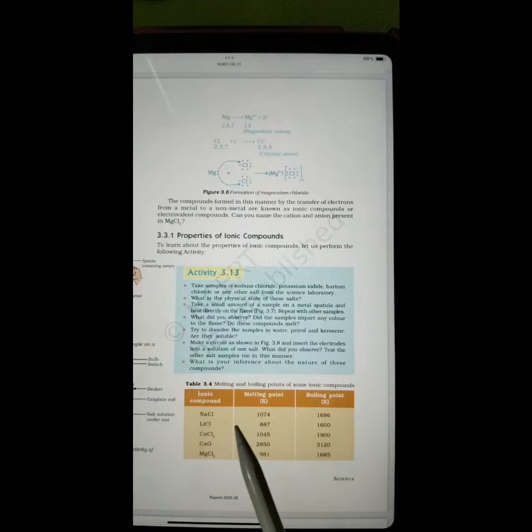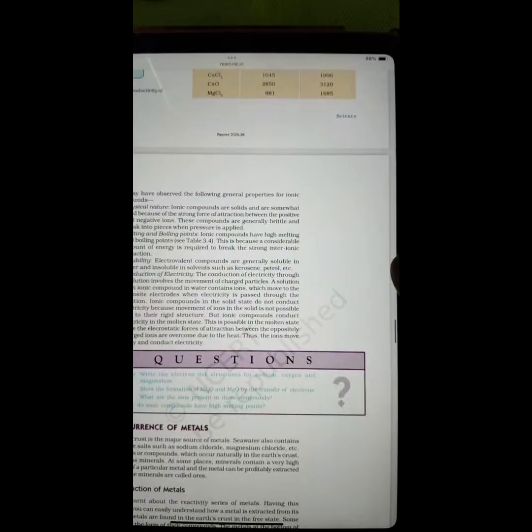Here you can find that among all these given ionic compounds, the melting point is maximum for CaO, and the boiling point is also maximum for CaO. This way you should learn all the values, as they can be asked to you in the board examination.